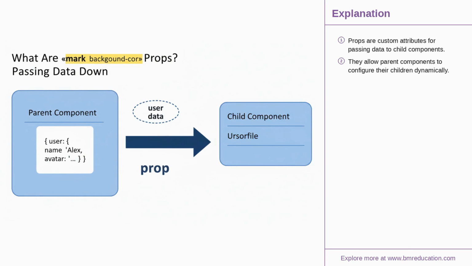Let's start with props. A prop is simply a custom attribute you can register on a component. When a value is passed to a prop attribute, it becomes a property on that component instance. Think of a user profile component. It needs to know which user to display. The parent component, which holds the user data, passes this information down as a prop.